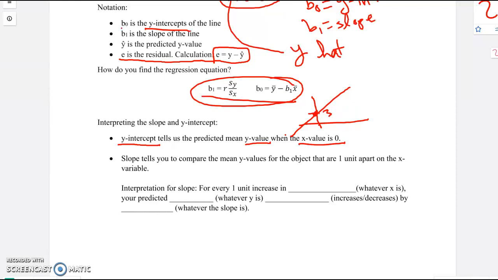Now, the slope is a little bit different. The slope basically compares the y and the x value. So if I had a slope of 2, so let's say m equals 2.